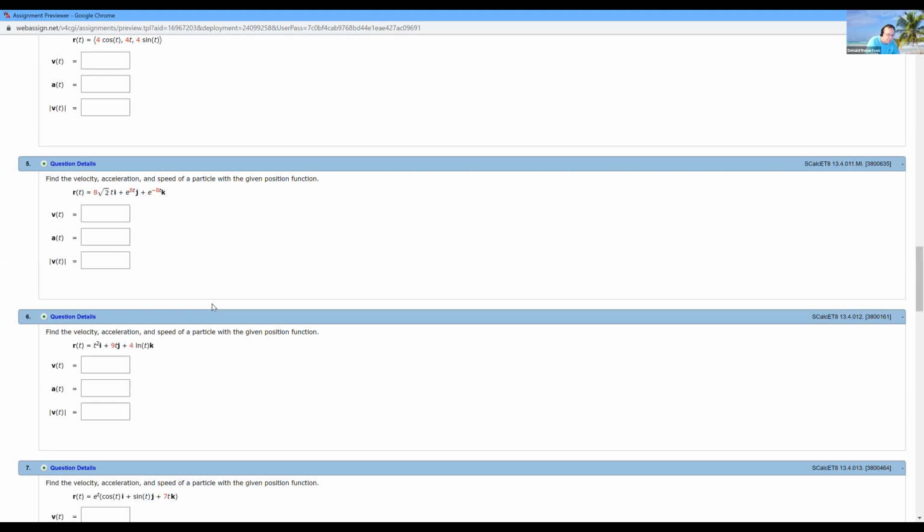So in question 5, it's going to be 8 square root of 2t, e to the 8t, and e to the negative 8t. And we are going to find velocity, acceleration, and speed, using those as our vectors.